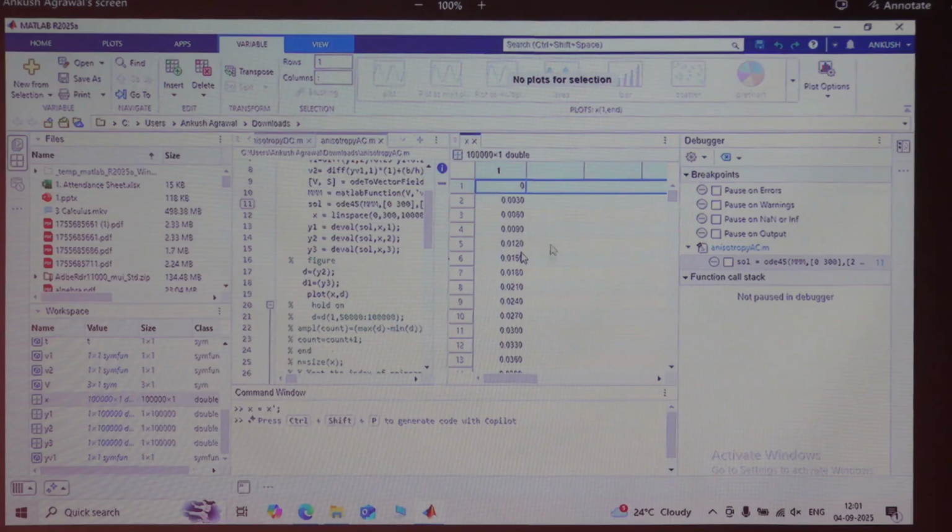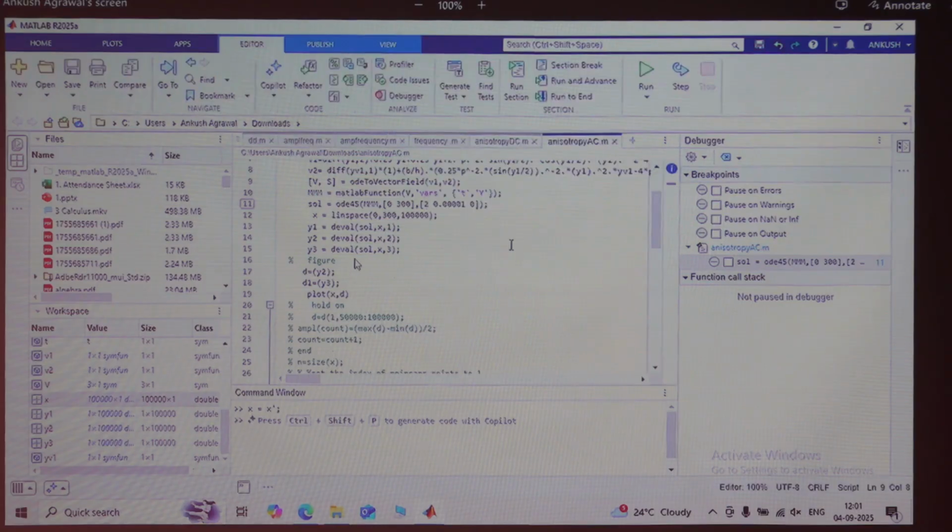What is X? So if you take a smaller value, like 1 lakh subdivisions, you will reach the result, but the computational time will increase. Just close this.